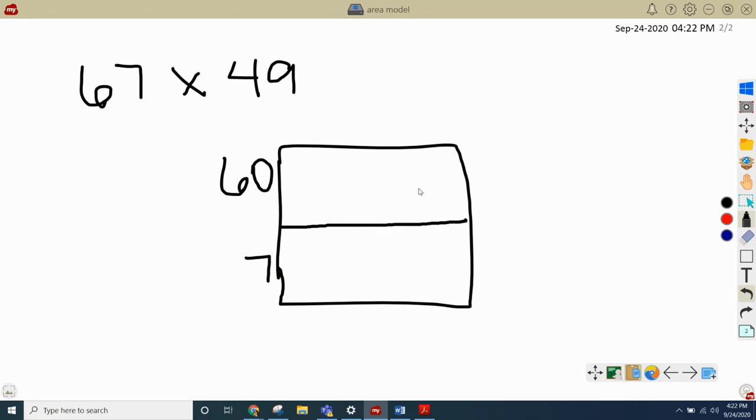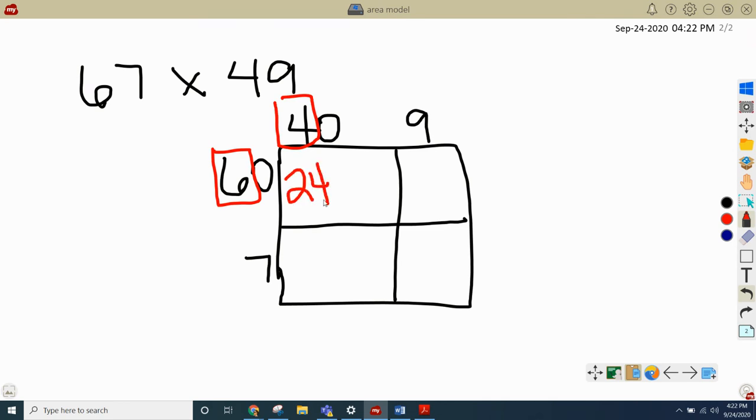67 and 49. Okay, this box represents 60 times 40. So 6 times 4, which is 24, and we add 2 zeros. This box represents 7 times 40, so we do 7 times 4, which is 28, and we add 1 zero.